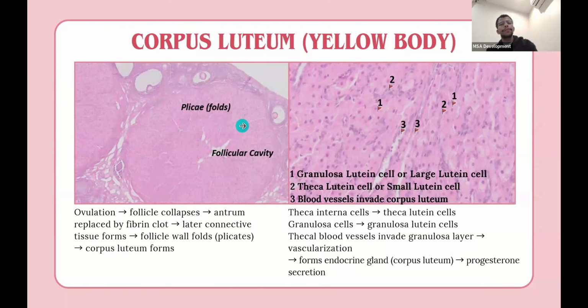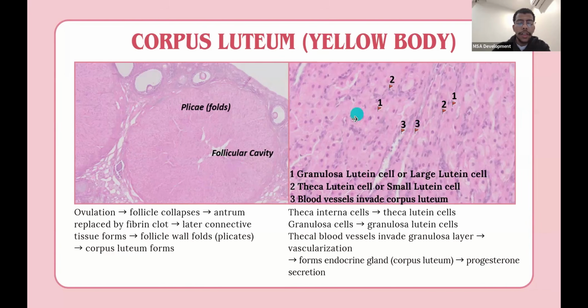Now the corpus luteum. After the Graafian follicle has ruptured and the oocyte left, we're left with the corpus luteum. So here I mentioned the steps: ovulation, the follicle collapse, the antrum replaced by a fibrin clot. And this fibrin clot turns into collagen later. However, for now, we're at the corpus luteum stage, which is also called the yellow body. Now, what does this do? It secretes what? Progesterone, if you guys remember from physiology.